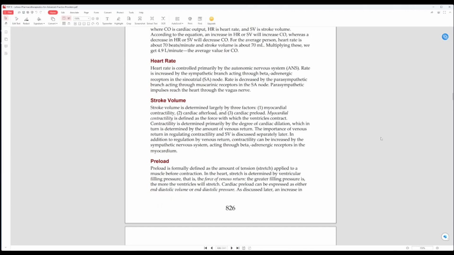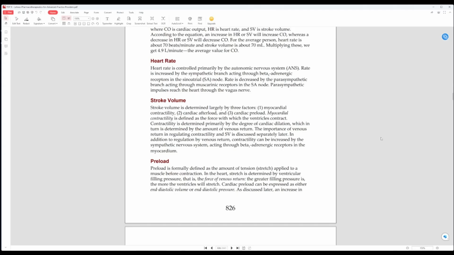So that brings us to heart rate. Heart rate is controlled primarily by the autonomic nervous system, the ANS. The rate is increased by the sympathetic branch acting through beta-1 adrenergic receptors in the sinoatrial or SA node. Rate is decreased by the parasympathetic branch acting through muscarinic receptors in the SA node. The parasympathetic impulses reach the heart through the vagus nerve.